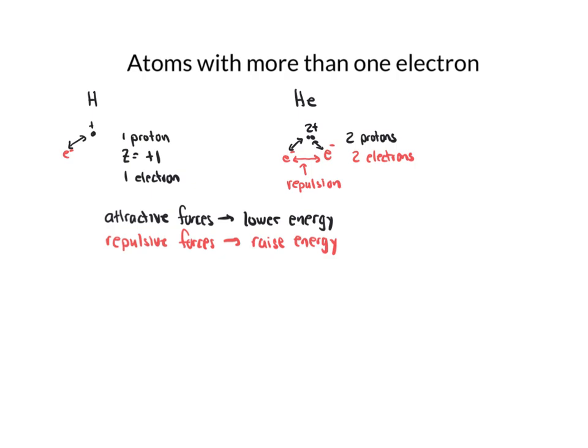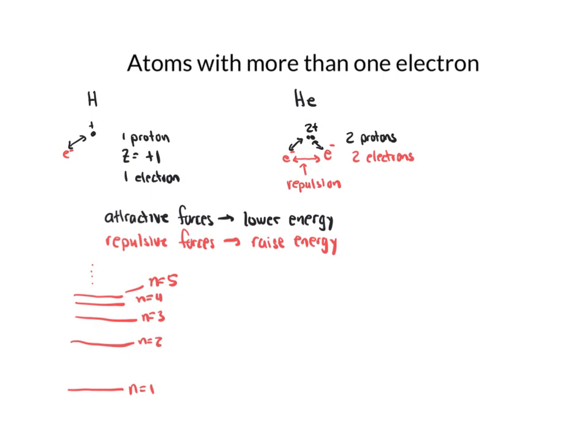So the effect of this electron-electron repulsion means that the energy levels for many-electron atoms are a little bit more complicated than for hydrogen. So remember, for hydrogen, we started with n equals 1, and then we had n equals 2, and then n equals 3, and then n equals 4, and all we had to worry about was what n level we were in. We didn't have to worry about what the shape of that orbital was, so what the L quantum number was.